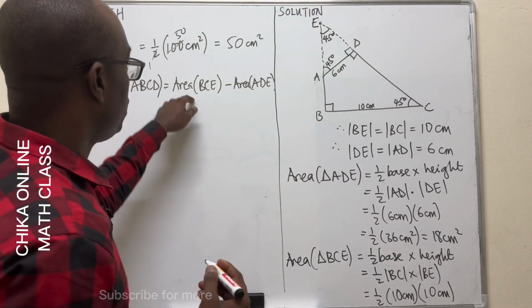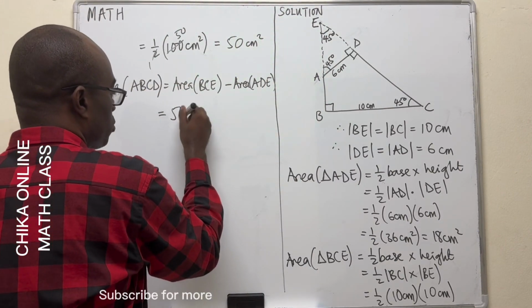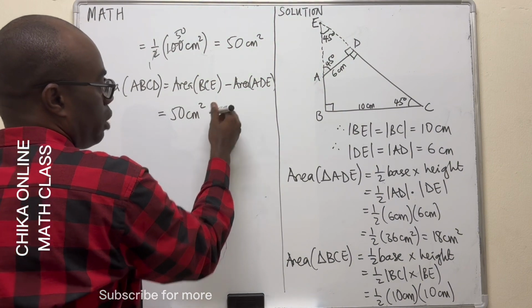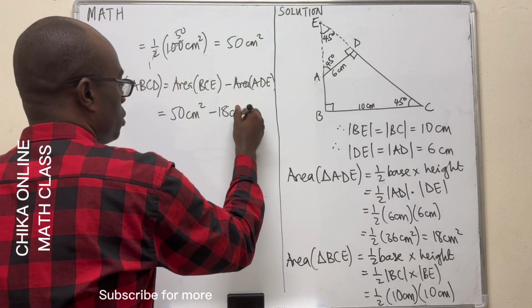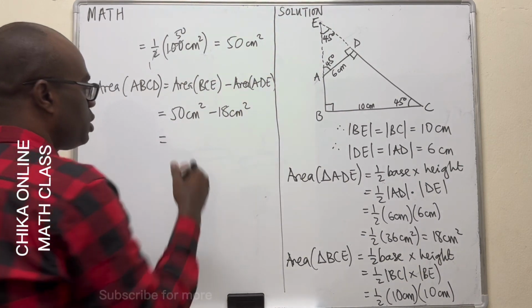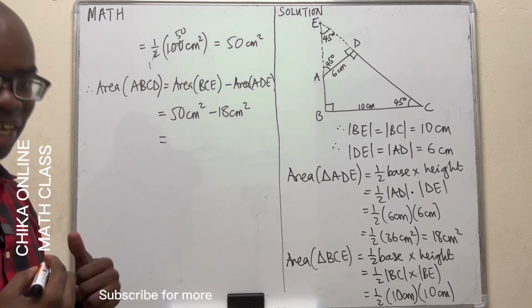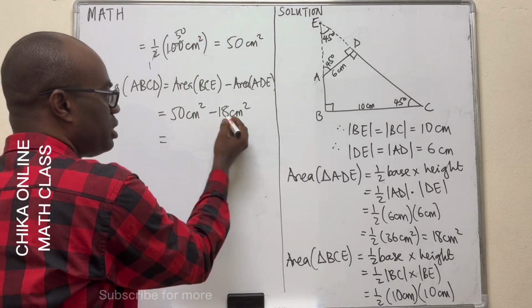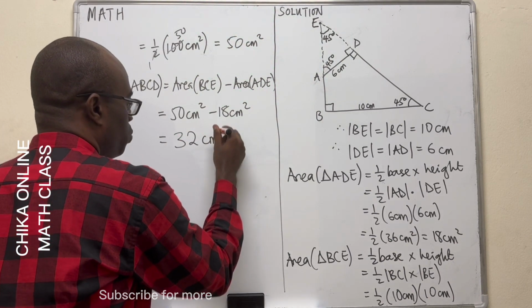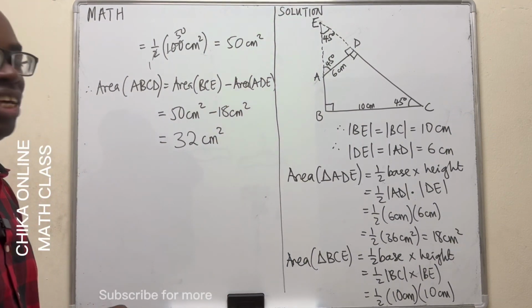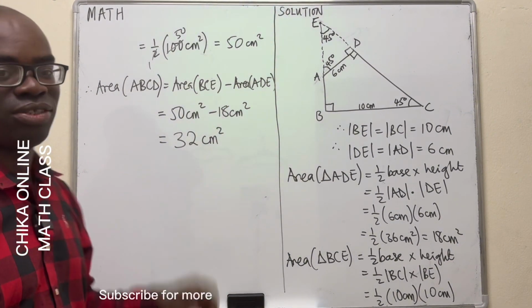This is what? The area of BCE is 50 cm squared minus area of ADE is 18 cm squared. And what is 50 minus 18? 32. Therefore, 50 cm squared minus 18 cm squared is what? 32 cm squared. Thus, the area of the quadrilateral is 32 cm squared.